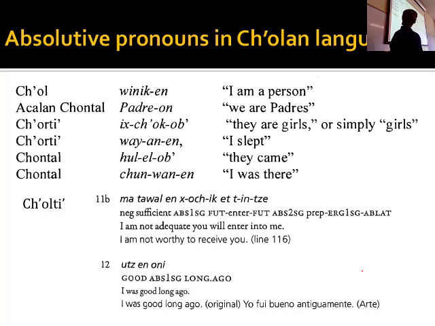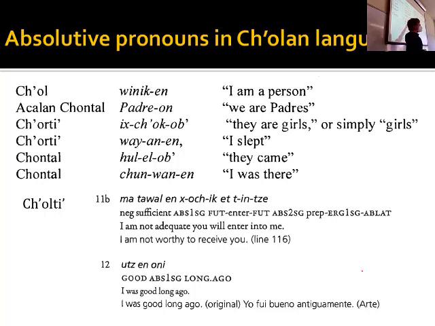Padre on. Ix chokob. Ix, female prefix. Chok, young person, unripe person. Ob, plural. They are girls. If you assume that it's a statement, but it can also mean girls. Like you basically say girls, right? You don't necessarily have to translate as they are girls. There's no grammatical distinction between the two sentences in Mayan languages, only when we translate based on context.